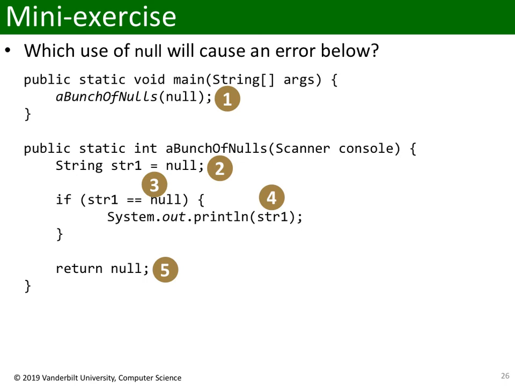So that's perfectly fine. Then we can check to see if string1 is equal to null. Nothing wrong with that. And actually, this is going to yield true. So then this will print string1. So it'll print out the value null. That's okay. That won't cause an error. Then we return null.